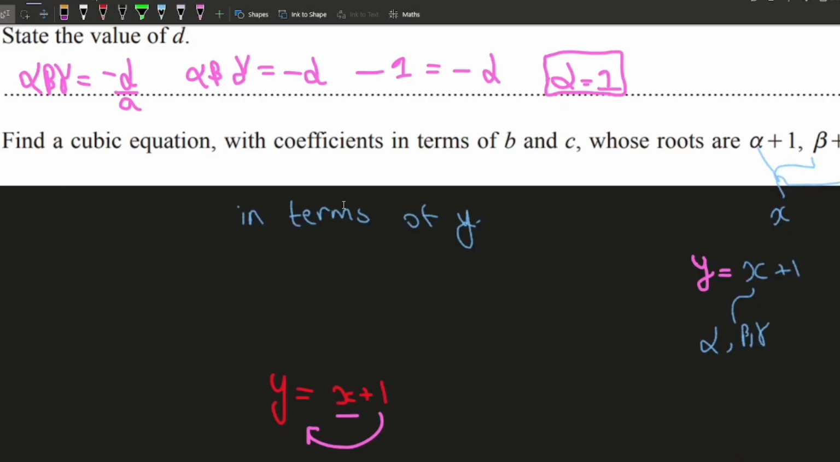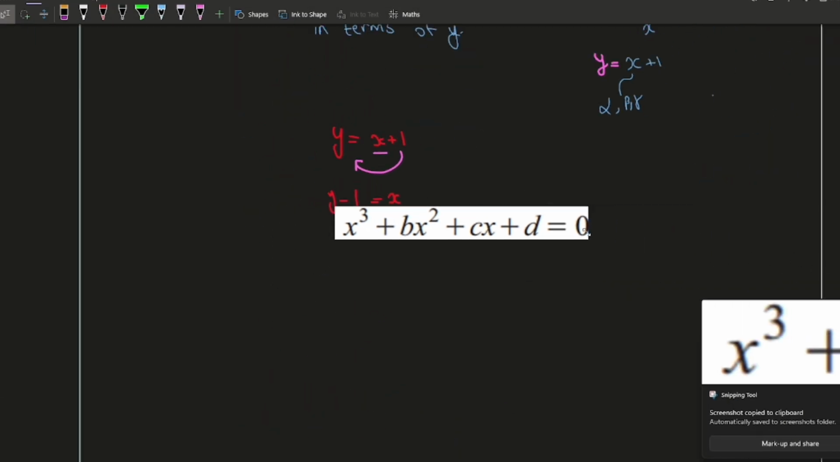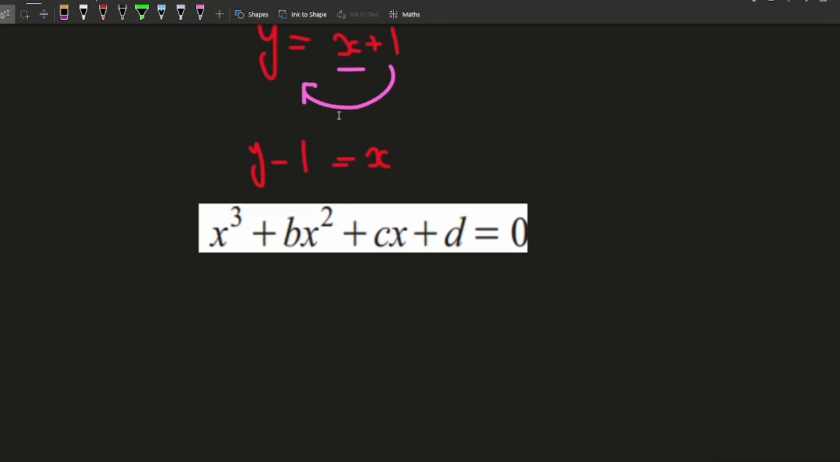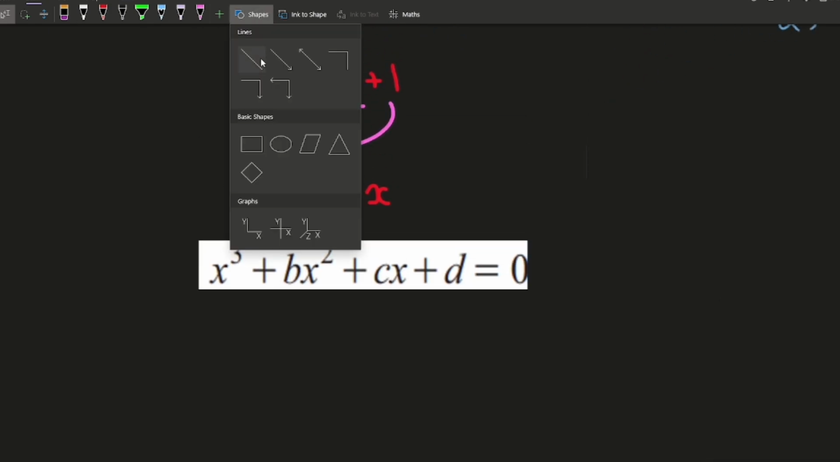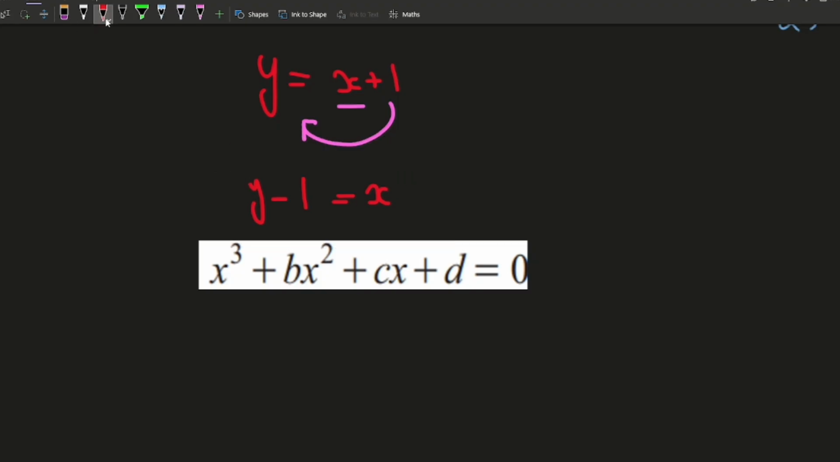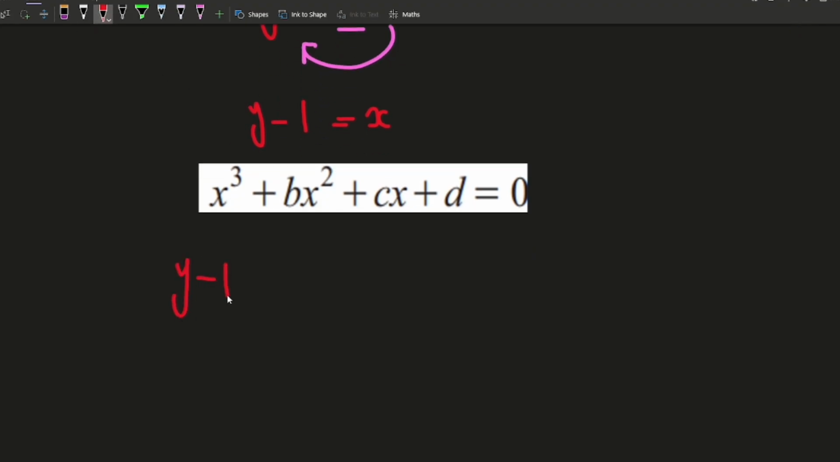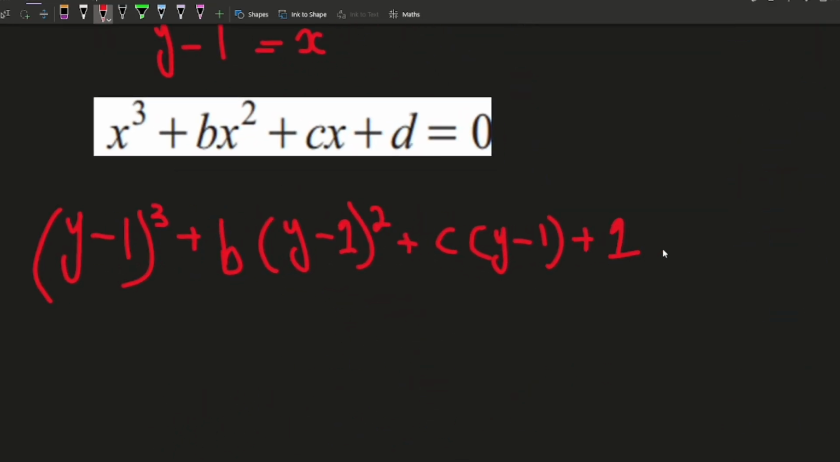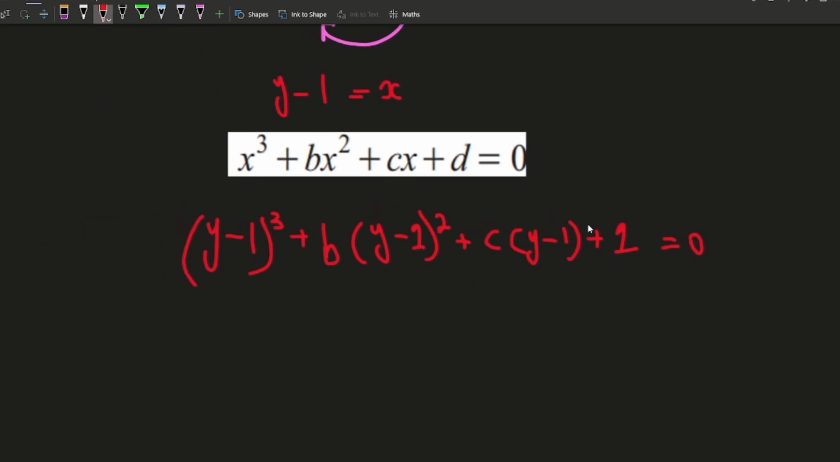So let's actually do that. This is our equation. Let's just input this instead of x. So this will be y minus 1 cubed plus b(y minus 1) squared plus c(y minus 1). And we have found the value of d, which is 1, so we can simply write 1 here. And all of this is equals to 0.